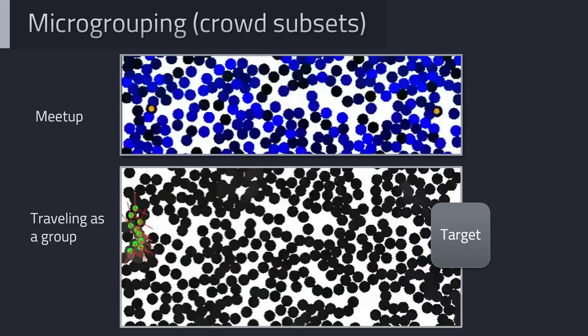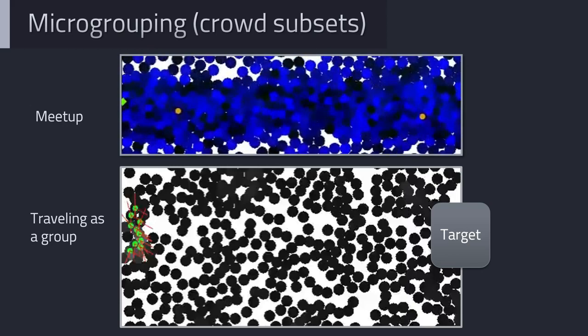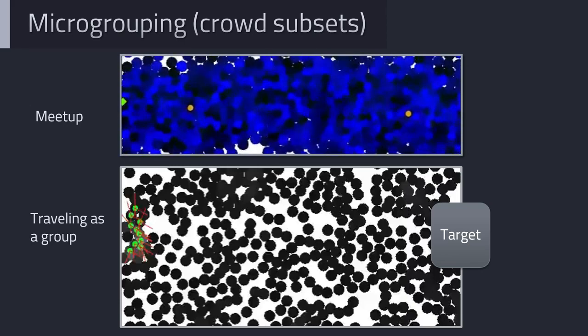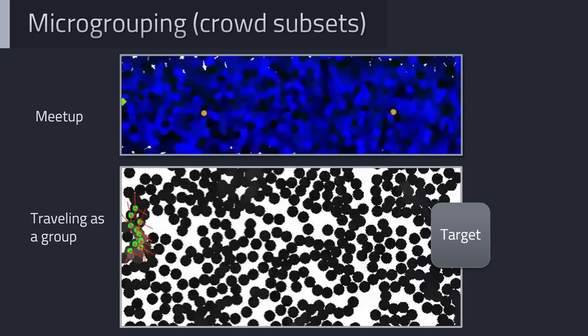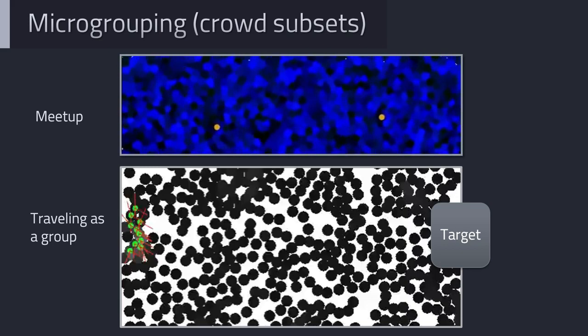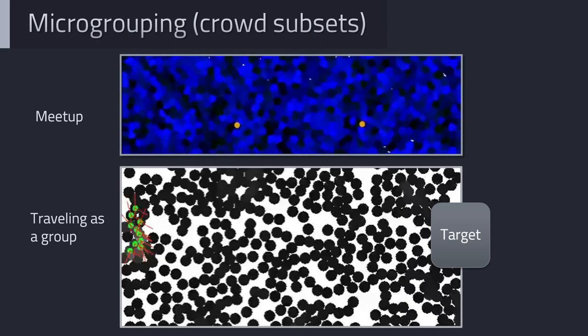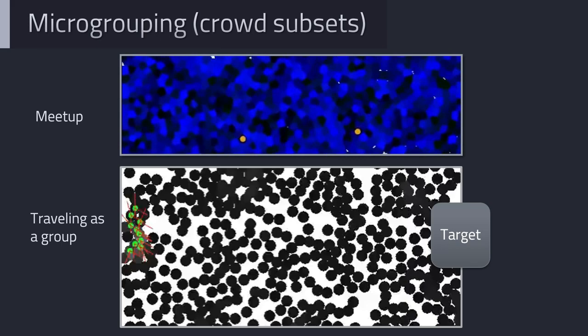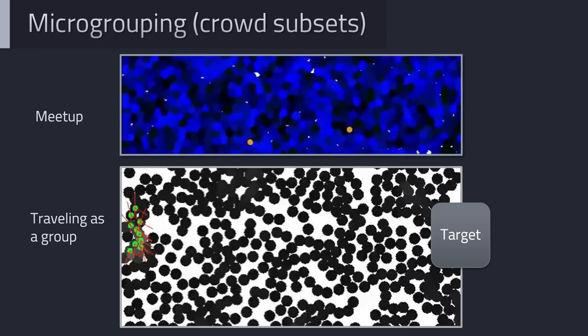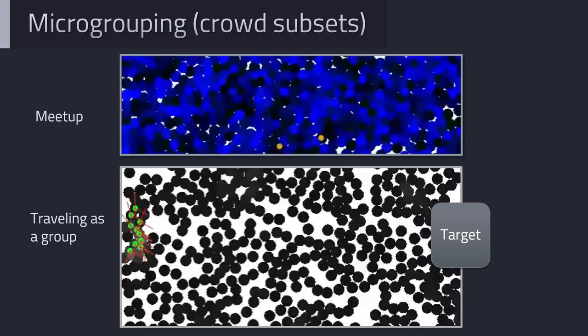Then we started looking into specializing subsets of the crowd. So, for instance, here's a couple of friends that are trying to meet each other, and they're walking across a bidirectional flow. You can see them struggling a little bit because they're not going along with the flow. But still, realistically, they're getting through until they meet each other.